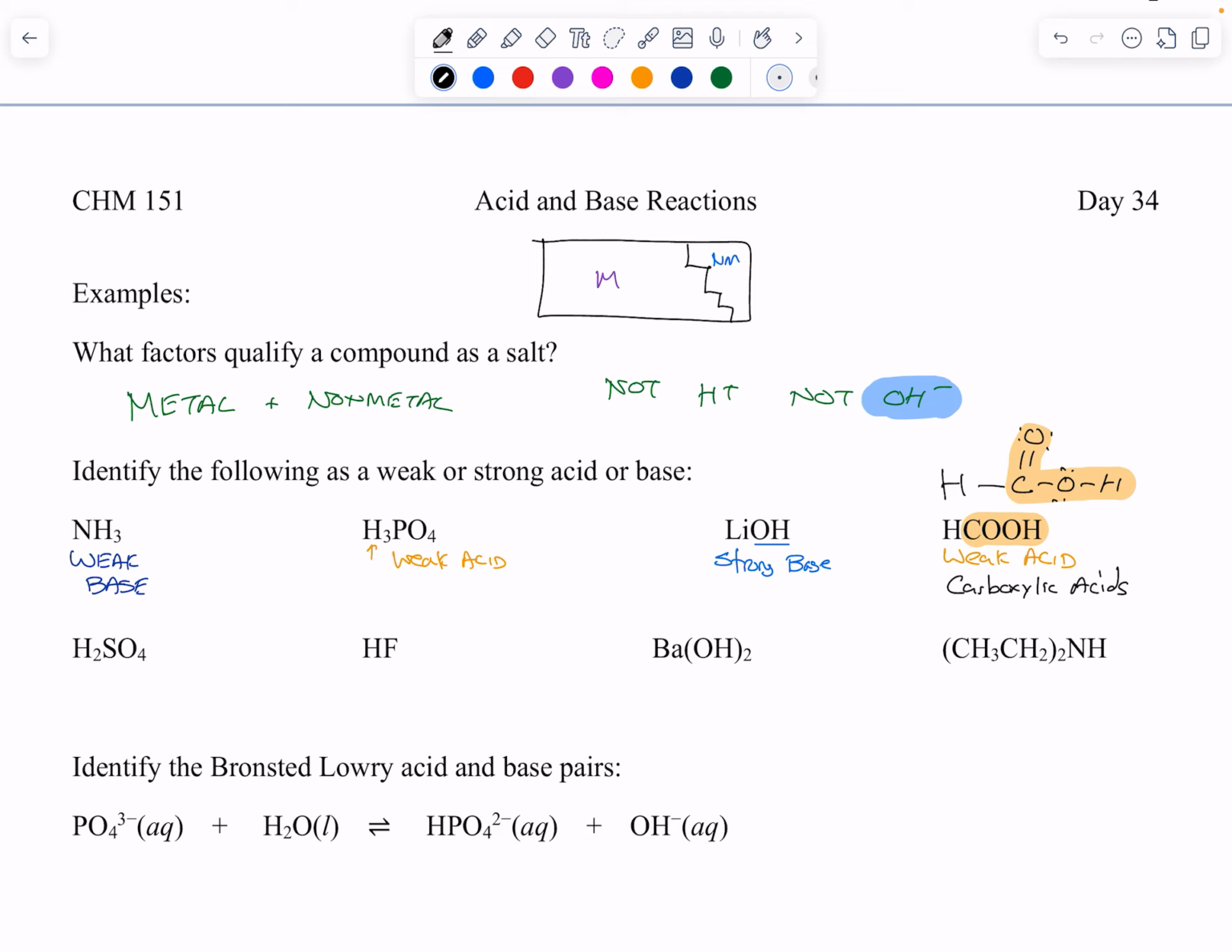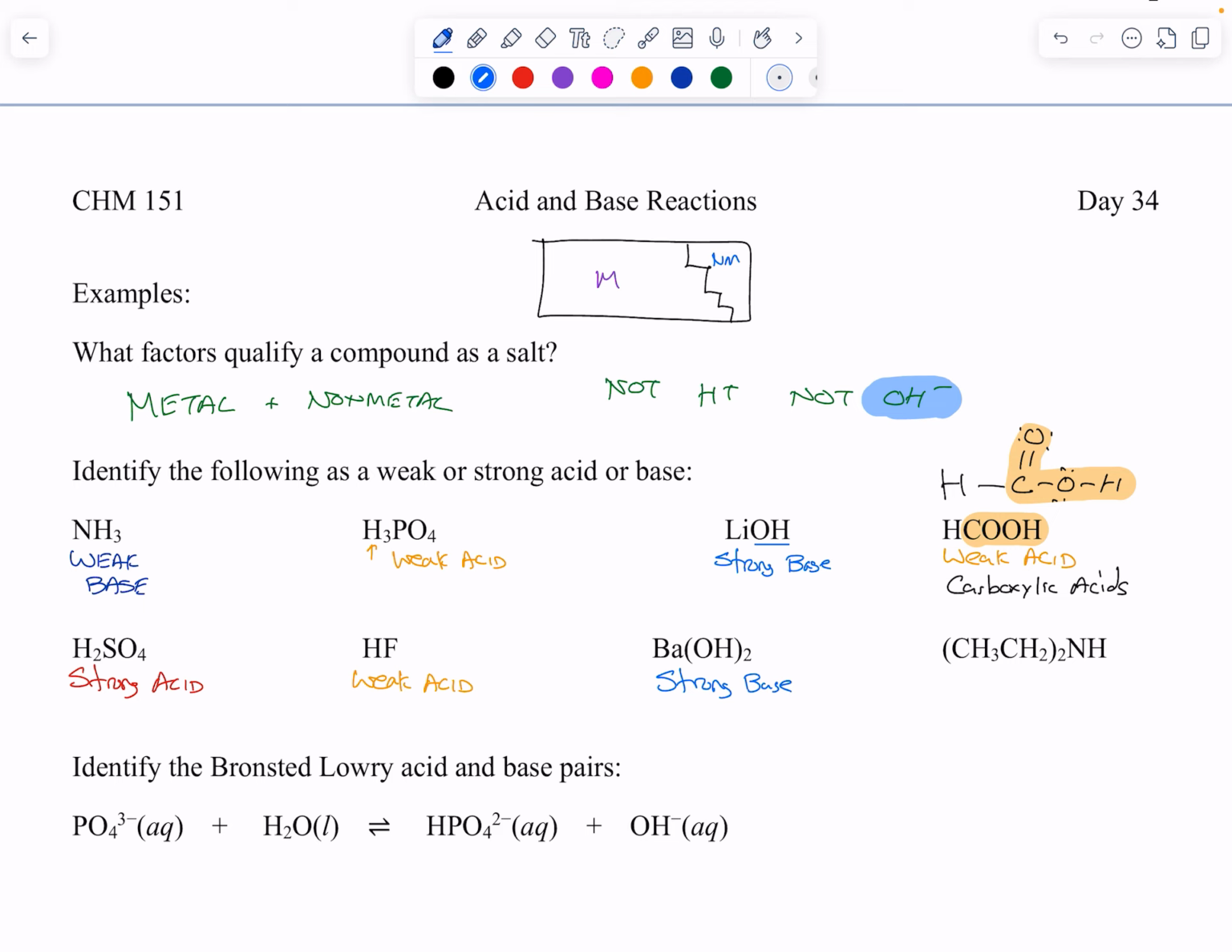H2SO4 is the next one, and that would be a strong acid. HF would be a weak acid. Barium hydroxide, strong base. And then this last one, what the heck is this thing?